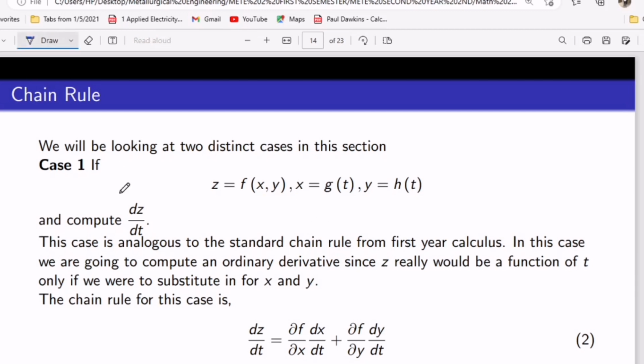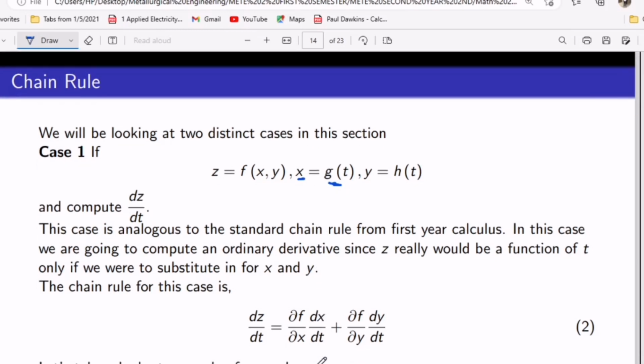With case 1, what you must do is that they're going to give you a function in terms of x and y. In this case, the variables x and y will also be given to you in terms of t. So they gave you that z is equal to f of x and y, whereby x is also equal to a function g in terms of t, and y is also equal to a function h in terms of t. So they're going to give you three functions, and they will ask us to compute dz over dt.